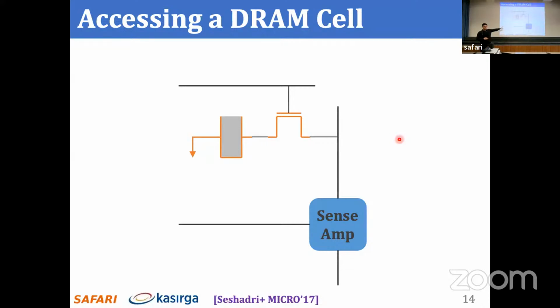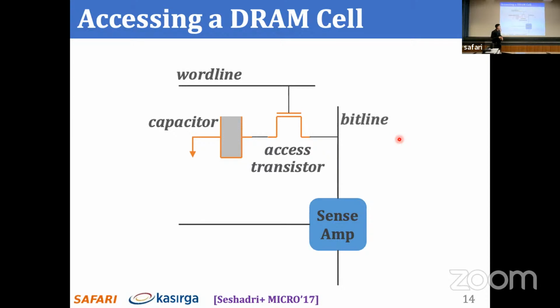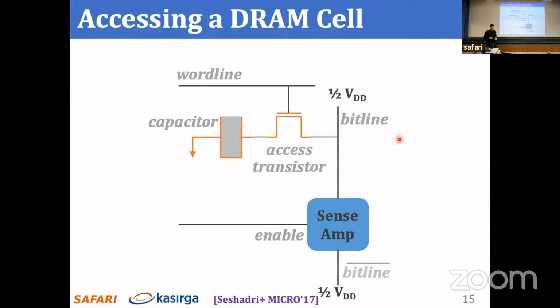So we will see how we access a DRAM cell. In a DRAM cell, we have a capacitor and an access transistor. It has two components. A word line connects the capacitor to the bit line through the access transistor. And there's a bit line that connects the cell to the sense amplifier. And the bit line bar signal is essentially the inverse of this bit line signal. And the sense amplifier has an enable signal that we use to read the cell out.